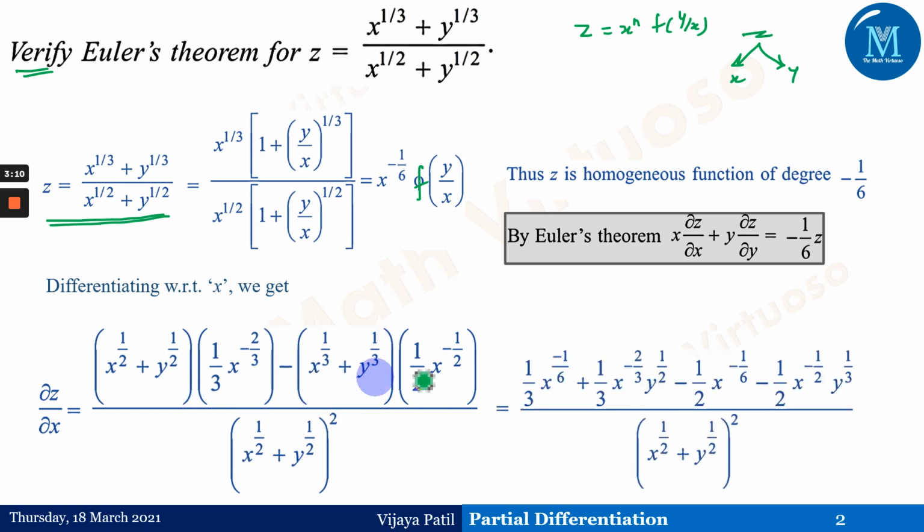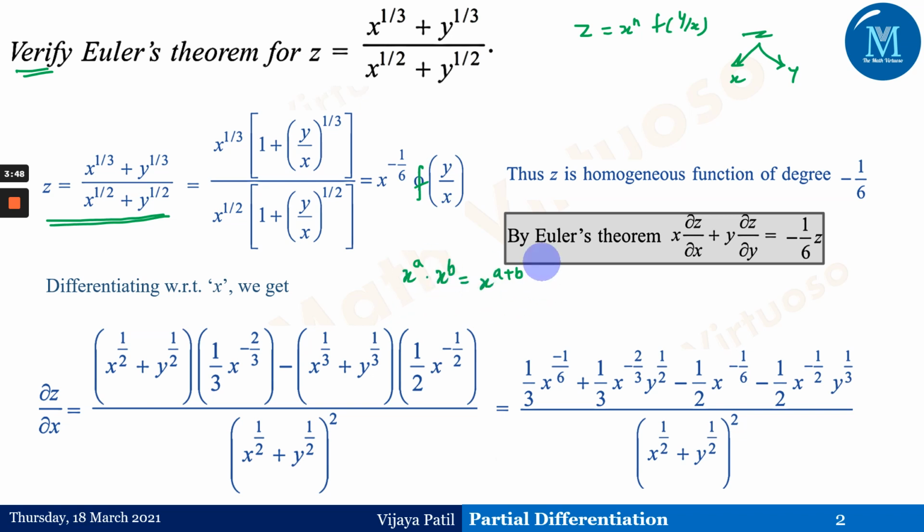After simplification, just by multiplying these brackets, we'll get something like 1 by 3 x to the power minus 1 by 6 plus 1 by 3 x to the power minus 2 by 3 into y to the power 1 by 2 minus 1 by 2 times x, and so on. There are many simple calculations actually. We have to multiply x to the power 1 by 3 into x to the power minus 2 by 3. We know that x to the power a into x to the power b gives x to the power a plus b. This is the power of indices.